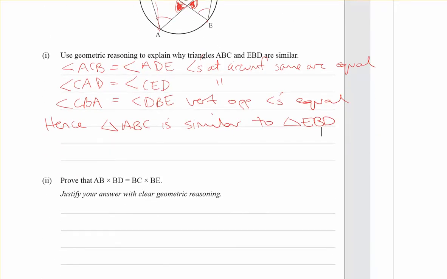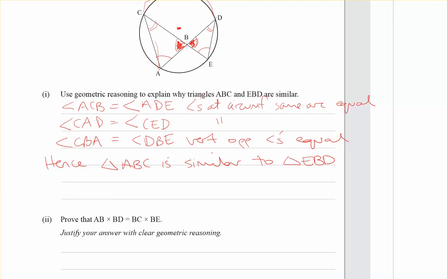Right, now we're asked to prove, and these represent sides, so that's side AB, which is that side there, times BD, which is this other side up here, and we're told that that's got to be the same as BC, that one there, times BE. So those are the sides we're dealing with.